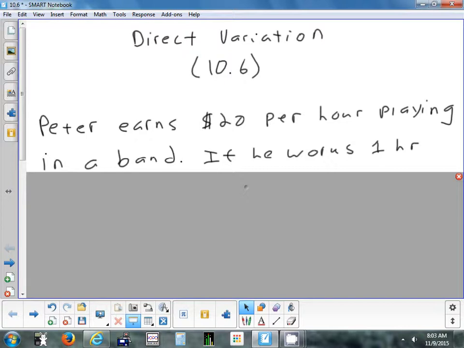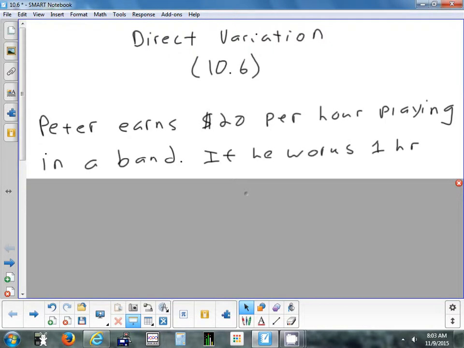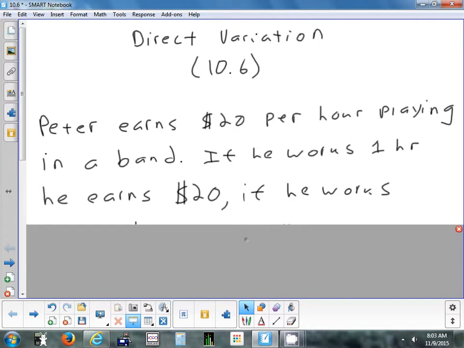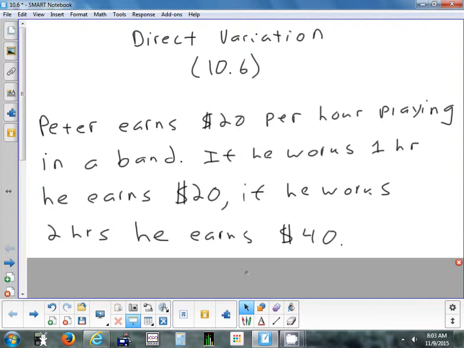I just want to give you guys a real world example first, and then I think you've seen this kind of stuff before. This example says Peter earns $20 an hour for playing in a band. So if Peter works for 1 hour, how much money does he make? $20. What if he works 2 hours? 40. So as Peter works more hours, what happens to the amount of money he makes? It increases. He works more hours, he makes more money. If he works less hours, he makes less money.